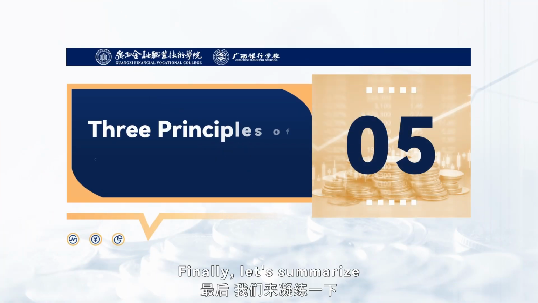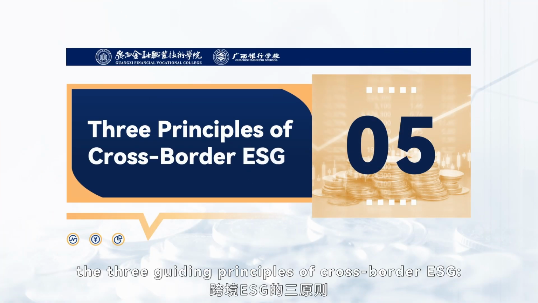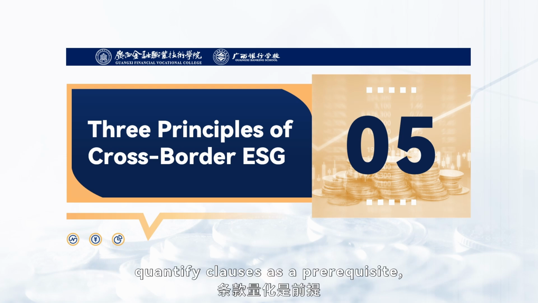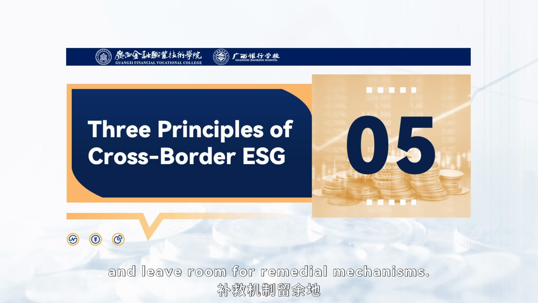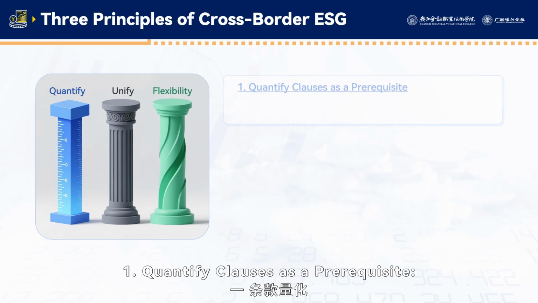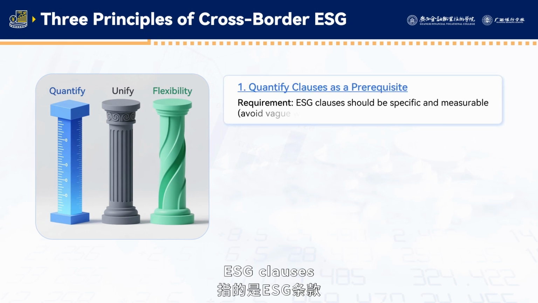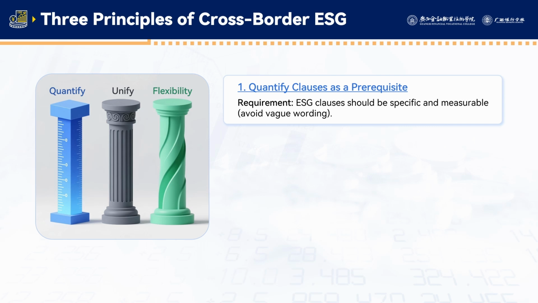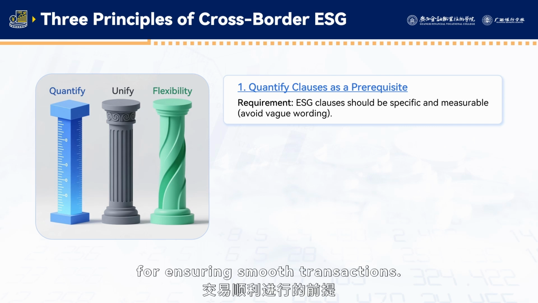Finally, let's summarize the three guiding principles of cross-border ESG. Quantify clauses as a prerequisite, unify dual-track data, and leave room for remedial mechanisms. 1. Quantify clauses as a prerequisite. ESG clauses should be as specific and measurable as possible, avoiding vague language. This is a prerequisite for ensuring smooth transactions.